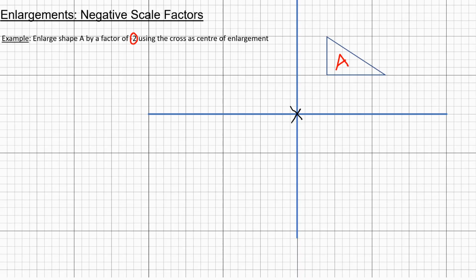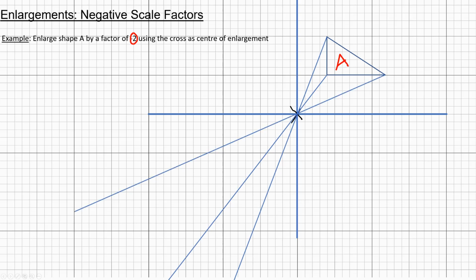To enlarge by a negative scale factor, we need to just be aware of a change in direction. I want to enlarge shape A by scale factor -2 using the cross as center of enlargement. To do this, I'm first going to draw my guidelines. So I'm going to draw straight lines through the vertices of the shape, through the center of enlargement.